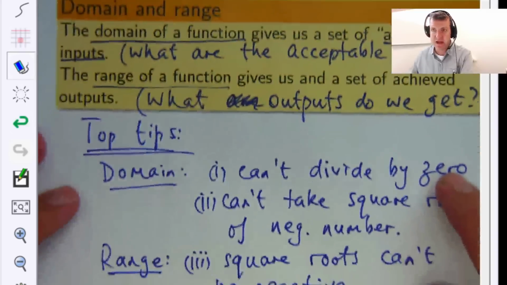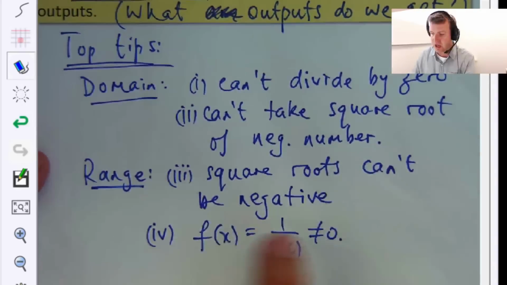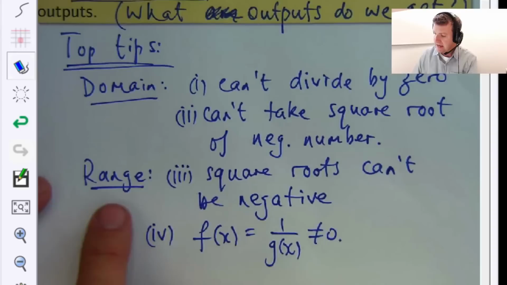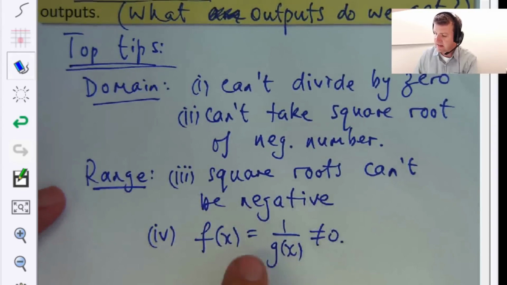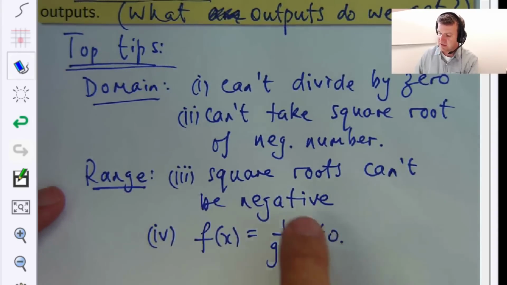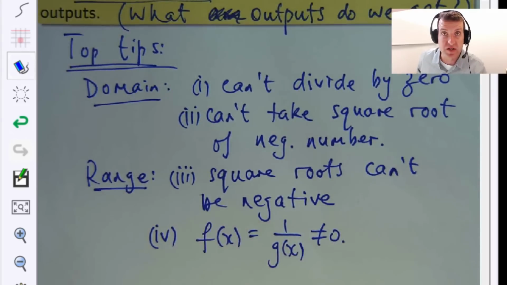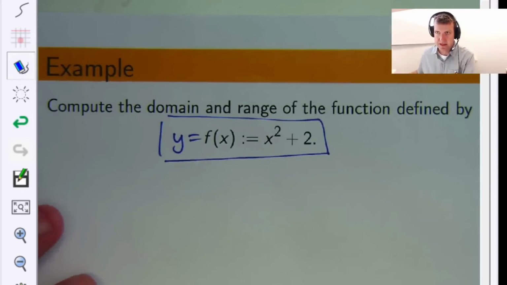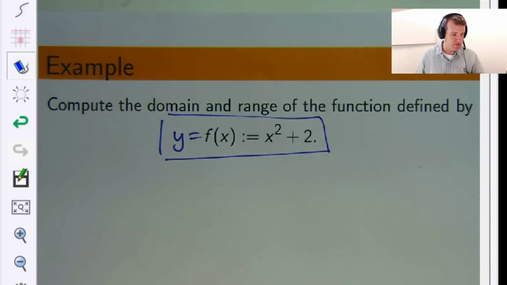And in previous videos, I talked about some top tips. So for domain, you can't divide by 0. You can't take the square root of a negative number. And for range, the square roots can't be negative. And if you divide a constant by a function, you can't get a 0 output. Okay, so let's get back to this example now. Firstly, let's look at domain.